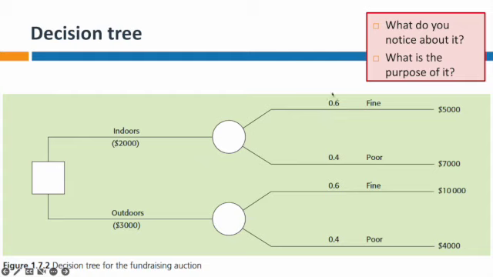And then these numbers, 0.6, 0.4, what do you think they could be? Here again, on the bottom one, there's 0.6, 0.4. Why is it like that? It adds up to 1. It's actually going to be talking about the probability. So what is the probability of fine weather happening? There's a 60% probability of there being fine weather. There's a 40% probability of there being poor weather.